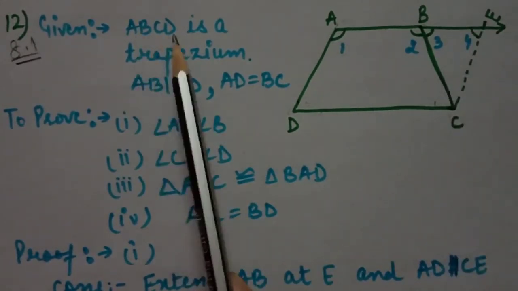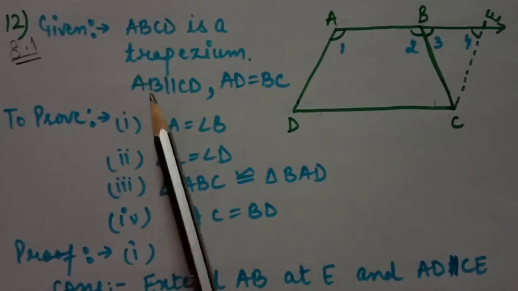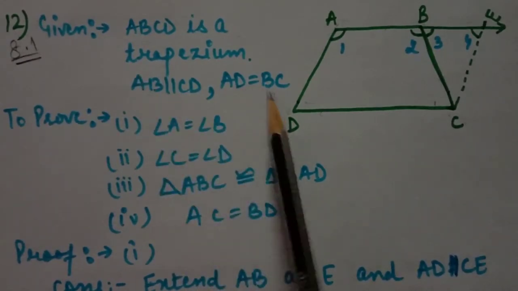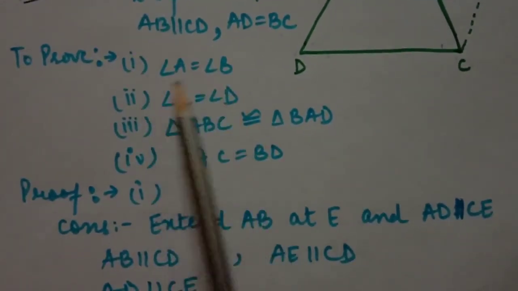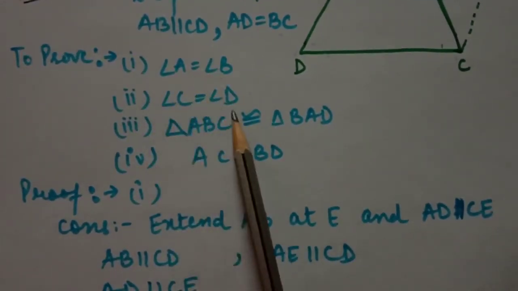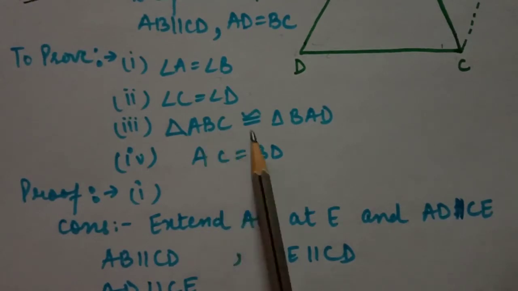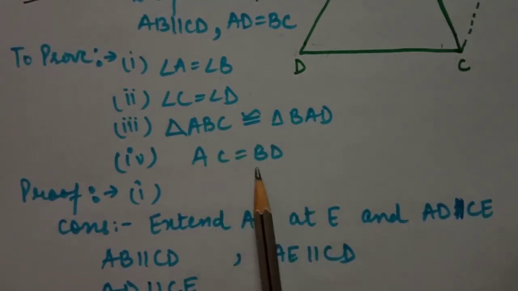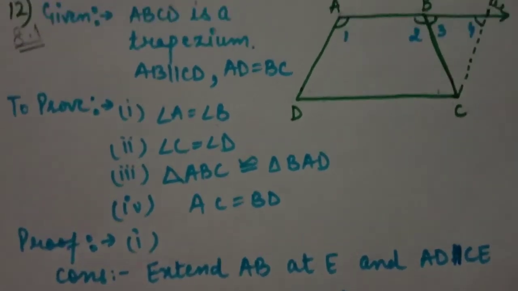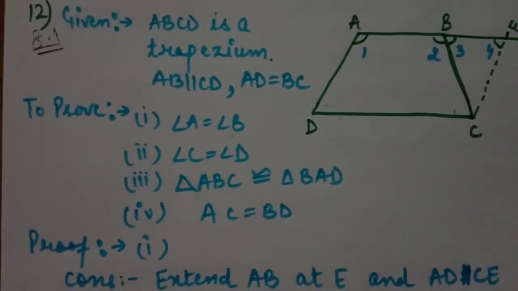What is given to us? ABCD is a trapezium and AB parallel CD and AD is equal to BC. So students, we have to prove angle A is equal to angle B, angle C is equal to angle D, triangle ABC is congruent to triangle BAD, and the fourth part is AC is equal to BD. So first of all, we have to try to prove the first part.